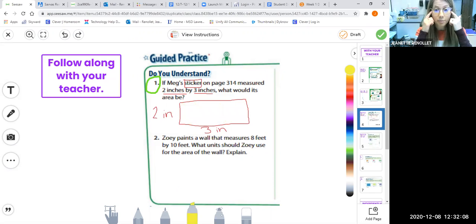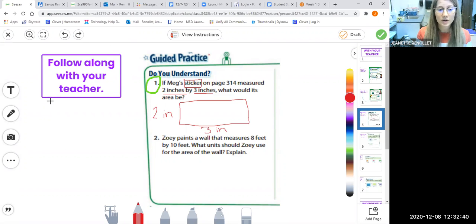In this example, I don't see square units that I can count. I don't see square units like a grid. They're not in there. All I have is a model that I created to help me solve. So I have to use my second way to find the area. The first way you can find the area is by counting square units. The second way is a little bit harder.